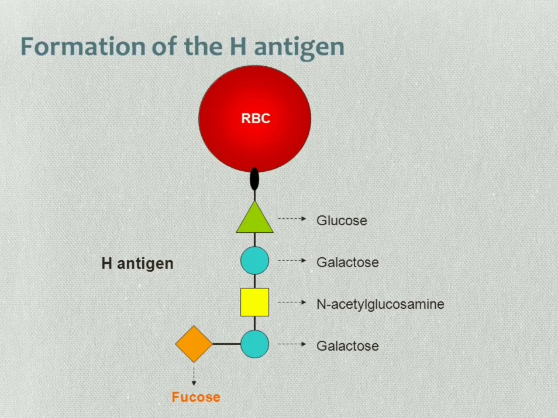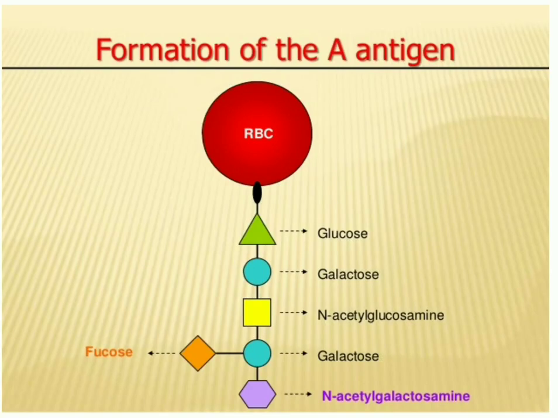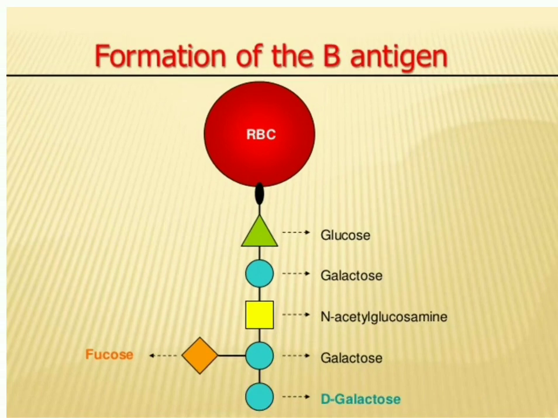The H antigen, when it is attached to a sugar compound, that is N-acetyl galactosamine, then it forms the A antigen. Then when antigen H is attached with the D-galactose sugar compound, then the B antigen is formed.